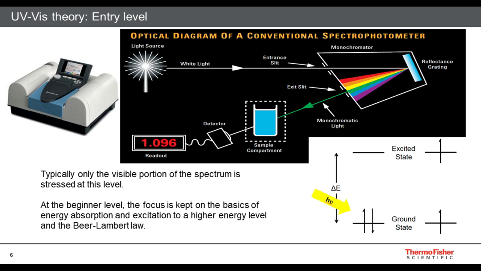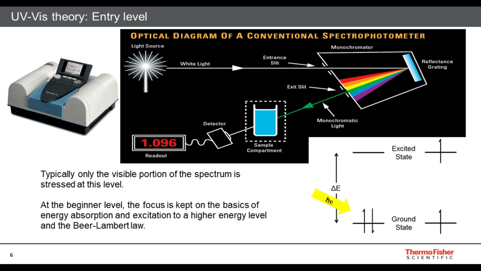When we introduce the concept from an instrumentation side of things, we show them the white light source goes through an entrance slit to a monochromator. That splits that white light into all of its individual colors, and we use an exit slit to select a single wavelength, which is then transmitted through the sample to the detector, and we get our numerical readout.